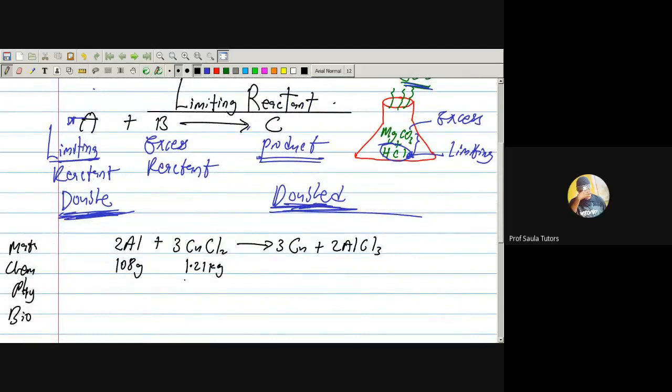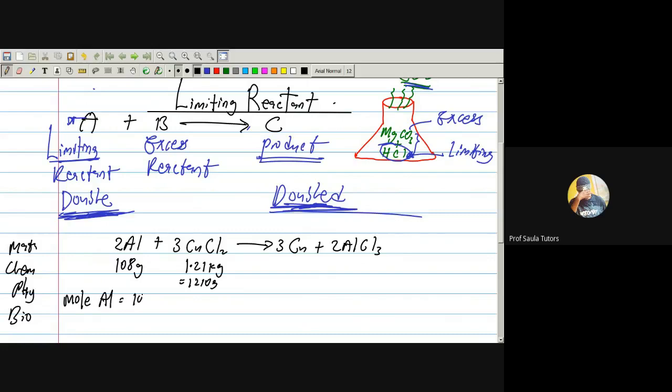Now see what we have. Don't forget that this should be converted to grams. I converted it. 1.21 times 1,000 is 1,210 grams. Good. Now, firstly, you have been given the molar mass of all of these, so it makes everything easy. Now, let's go. Firstly, calculate the moles of aluminium. The number of moles of aluminium, what do you have?